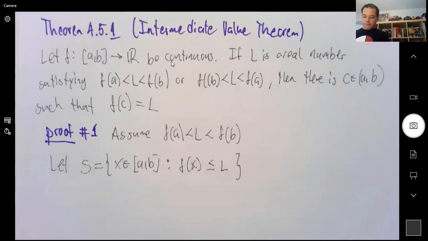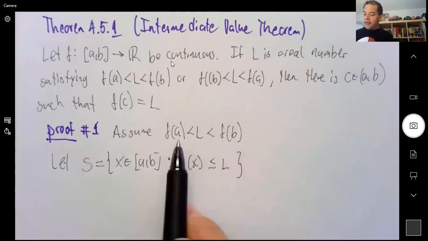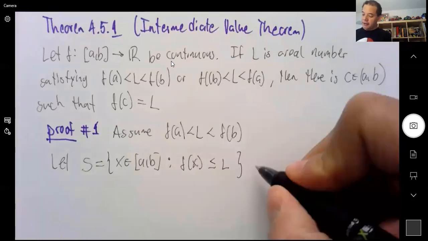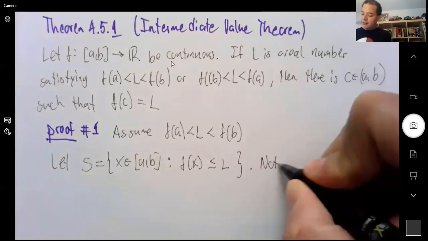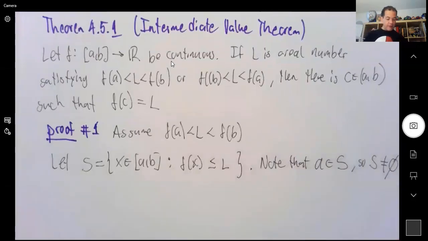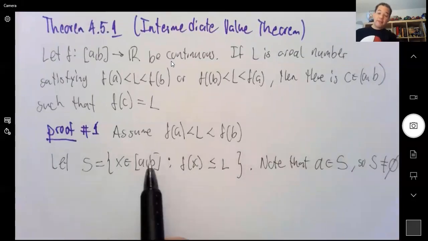Okay. Now, could this be an empty set? That's question number one. Could this be an empty set? And the answer is no. Why not? Because look here, right here on top. We know that f of a is less than L. So at least a belongs to S, right? So let's write it here. Note that a belongs to S. So S is not empty, right? So it's not an empty set. Because it's not empty and it's bounded, right? How do I know it's bounded? Well, because it's inside a bounded interval, right?